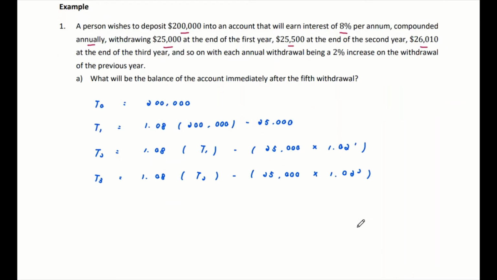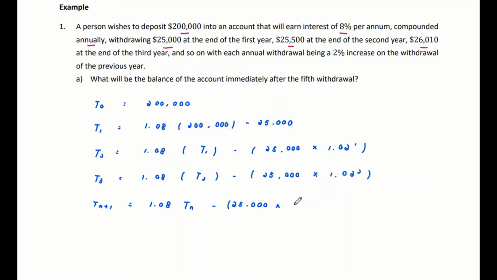So after you have written down a few terms like this, you should be able to see the pattern, then you should be able to write it down. So if you are using Tn plus 1, it will be equal to, every time you are multiplying 1.08 with the previous term, right? So if we are finding Tn plus 1, then our previous term is Tn, minus 25,000, you can see the repeating number, then multiply 1.02. If you have nothing here, basically here is like 1.02 power 0, and that just gives you 1.